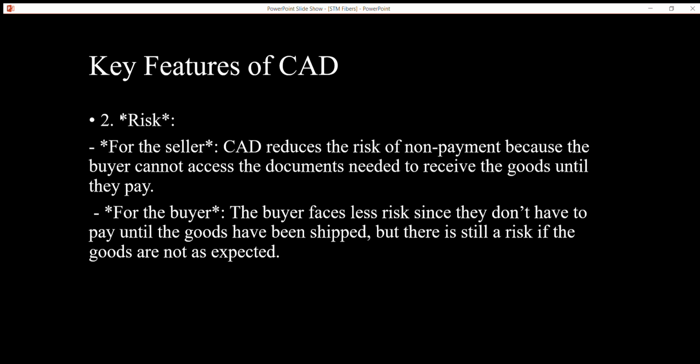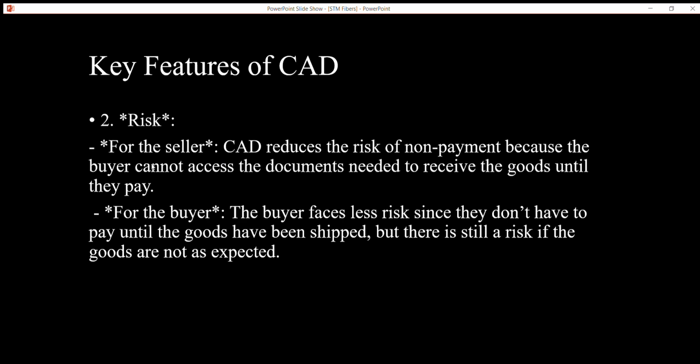The second feature is the risk for the seller. Cash against documents reduces the risk of non-payment because the buyer cannot access the documents needed to receive the goods until they pay. First the seller receives the payment and then the documents are released. So in this method, the risk is reduced.